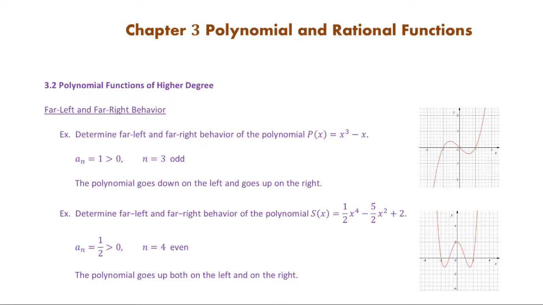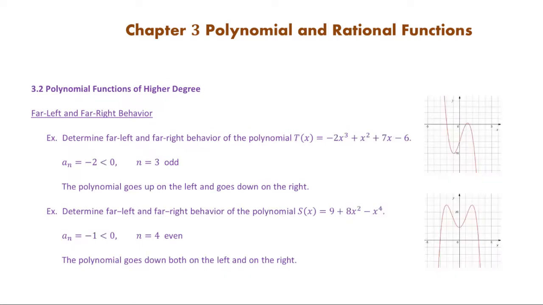No question. Let's go to a couple more examples. This time we got another polynomial t equals negative 2x cubed plus x squared plus 7x minus 6.